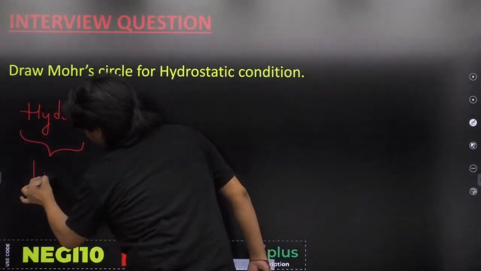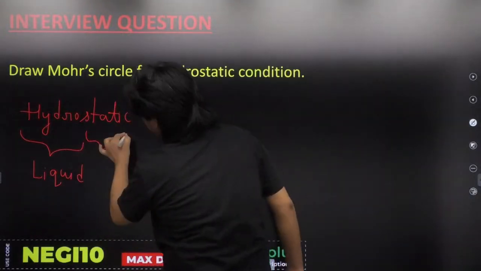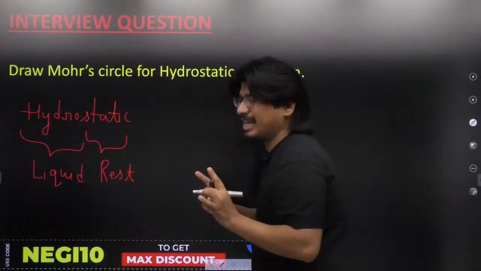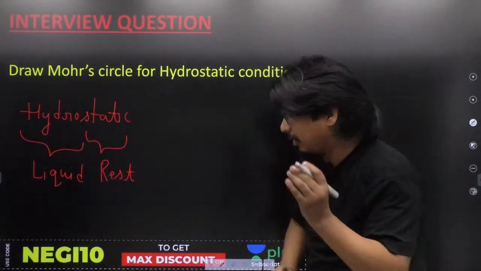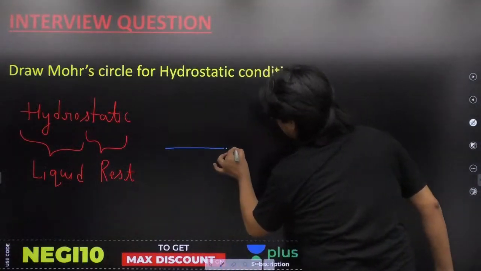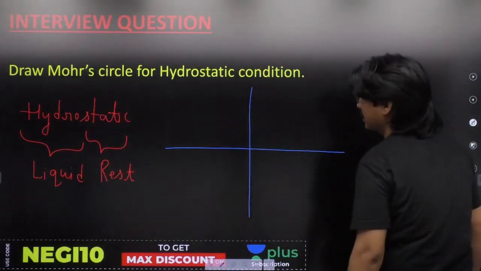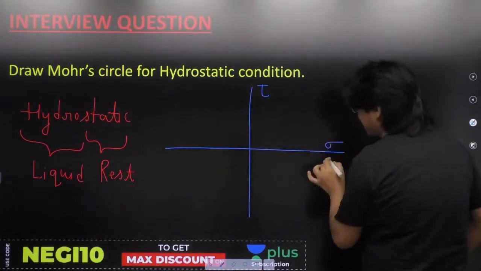I am having some liquid which is at rest. Static means at rest. Now listen carefully how the Mohr circle will look like for this particular situation. Let me say this is one axis, and this is another axis. You know, this is your shear stress axis, and this is your normal stress axis.